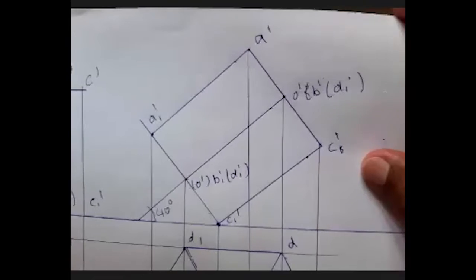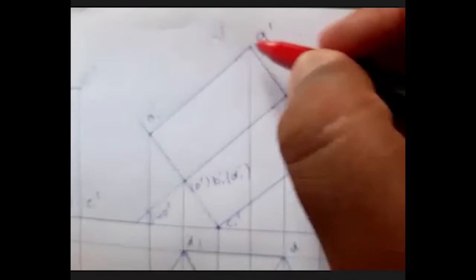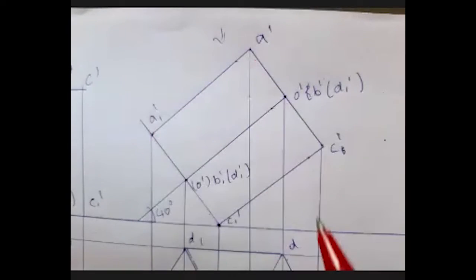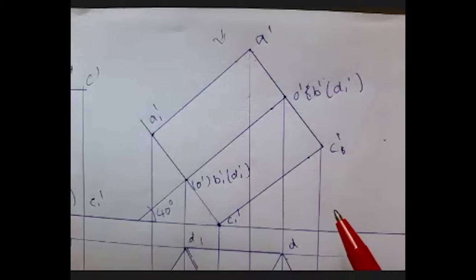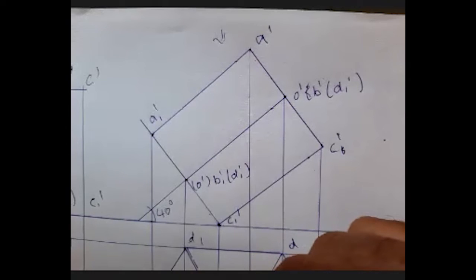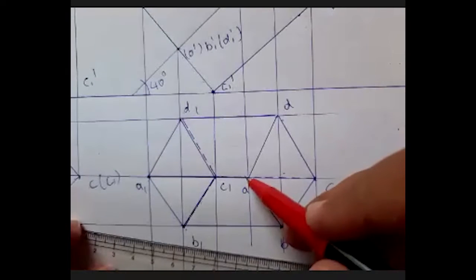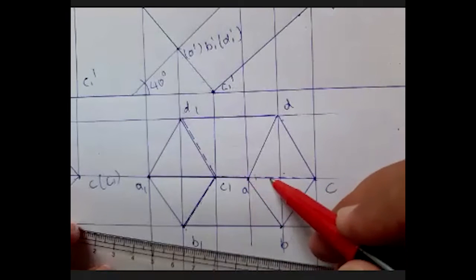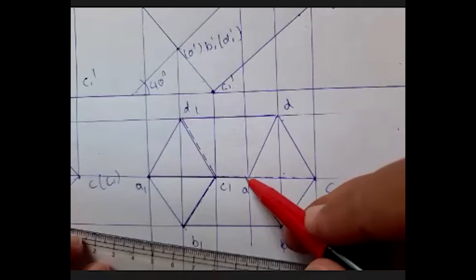AA1 is the first line which I see from here. It is a visible line. So AA1, I'm going to join it from here to here. This is my AA1. I'm going to join. So my hidden line is merging with this solid line. Solid line is always visible.